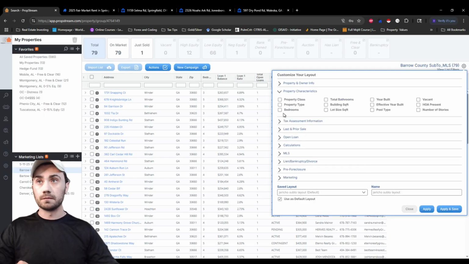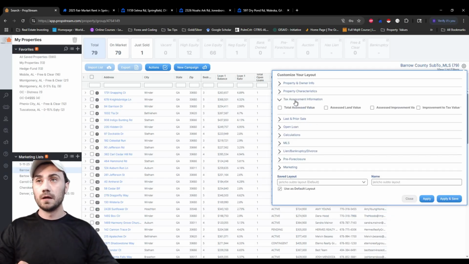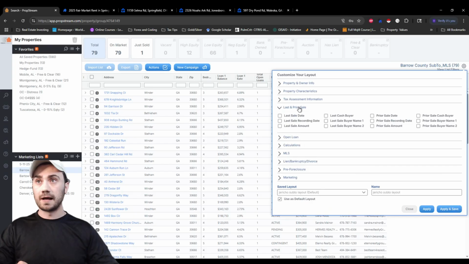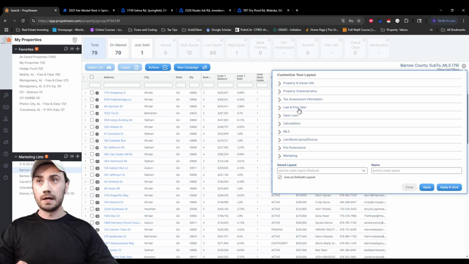We don't need the bedrooms, so we can uncheck that. Tax assessment information, don't need any of this. The total assessed value will be needed though for the hybrid and seller finance transactions, but we'll do a separate lesson in the future for those types of properties. The last and prior sale date, we don't need any of this.